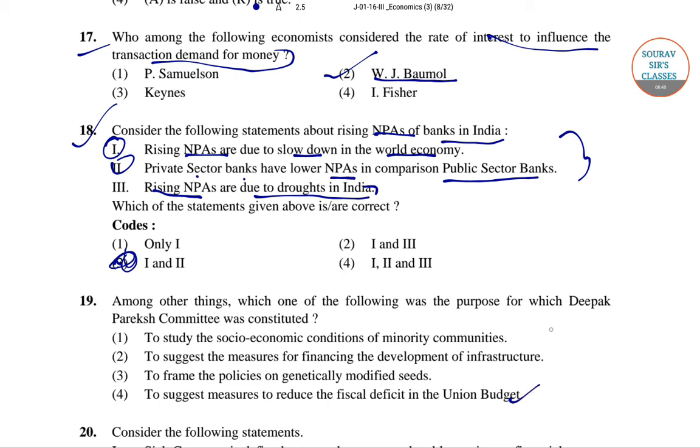in union budget. Out of which we know for question number 19, the right answer would be option 2, that is to suggest the measure of financing the development of infrastructure. So for question number 19, the right answer would be option 2. Now we'll go to the next question, which is question number 20.